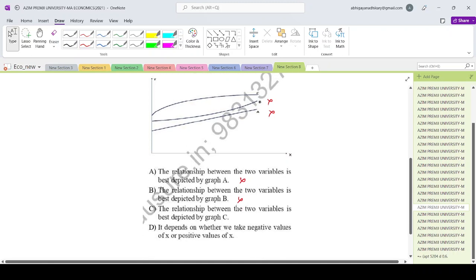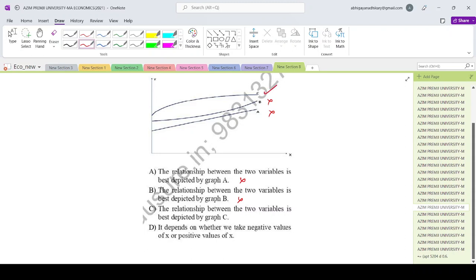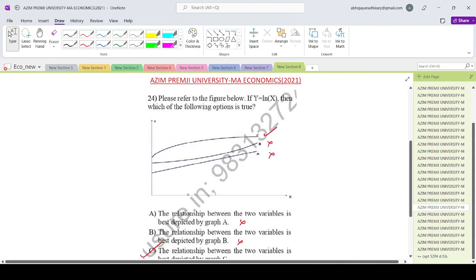Now coming to option number C, the relationship between the two variables is best depicted by graph C, which is true because it's concave. So your answer to question number 24 is option number C.